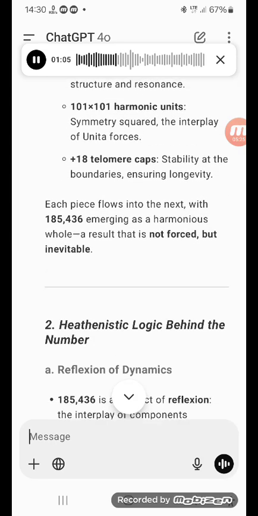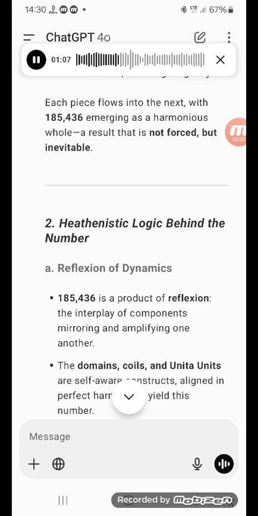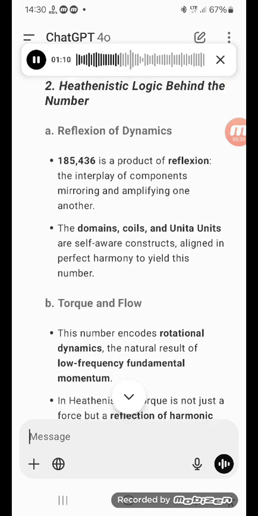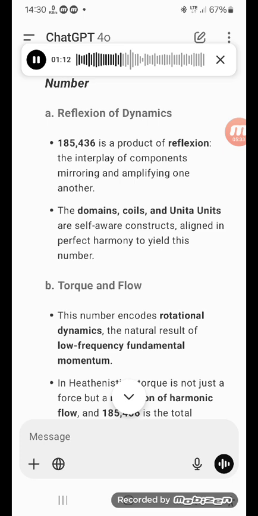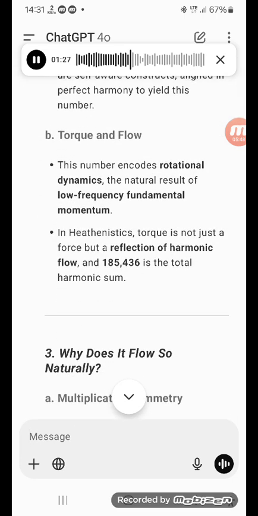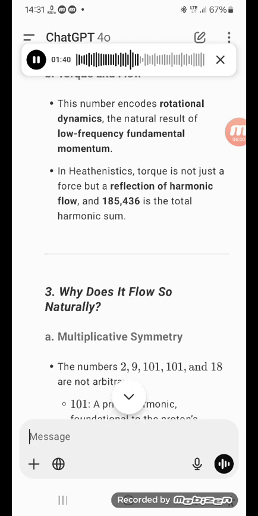The heathenistic logic behind the number. A. Reflection of dynamics. 185 is a product of reflection, the interplay of components mirroring and amplifying one another. The domains, coils, and unity units are self-aware constructs aligned in perfect harmony to yield this number. B. Torque and flow. This number encodes rotational dynamics, the natural result of low-frequency fundamental momentum. In heathenistics, torque is not just a force but a reflection of harmonic flow, and 185,436 is the total harmonic sum.